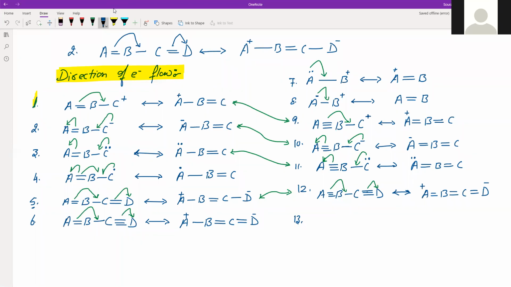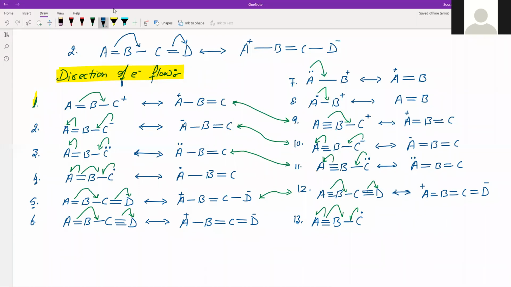Next, the free radical case, which we missed here, right? Fourth: a triple bond A to B, a single bond B to C, and a free radical at C. So again, only one electron from here, one electron from this bond, and if that breaks, that will come to this.